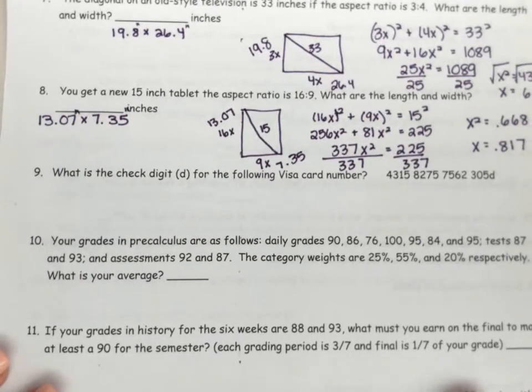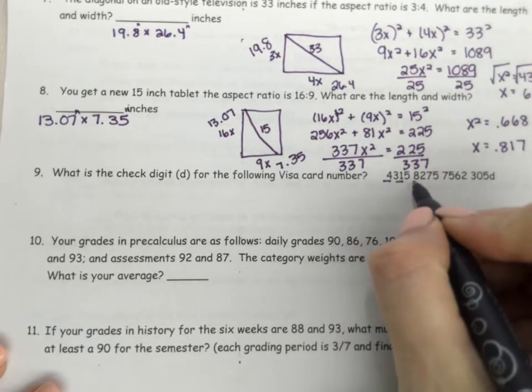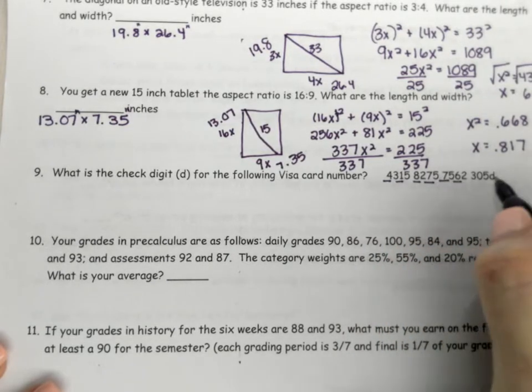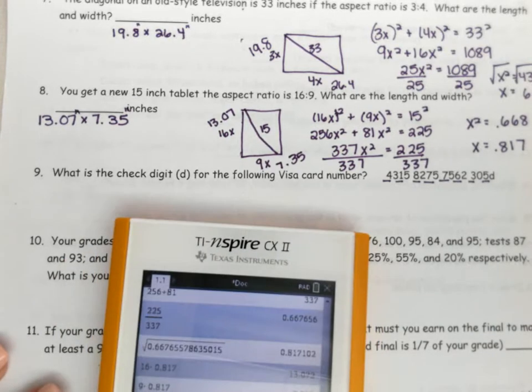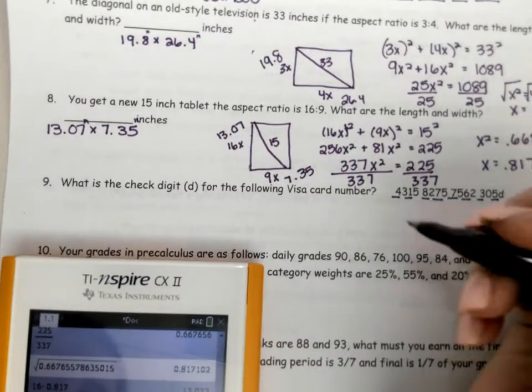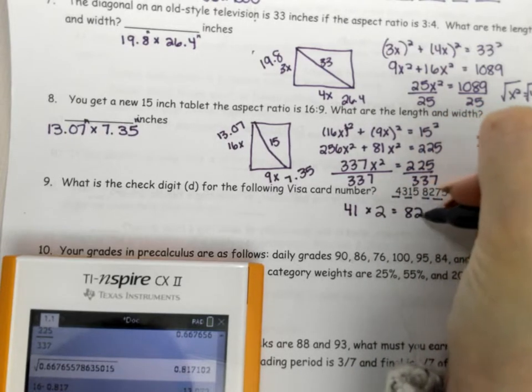All right, what is the check digit D for the following Visa card number? So for this, you need to take every other digit, starting with the first, the third, the fifth, the seventh, the ninth, the 11th, 13th, and the 15th. You take all of those numbers, add them together, and you get 41. And you multiply this number by 2 to get 82.